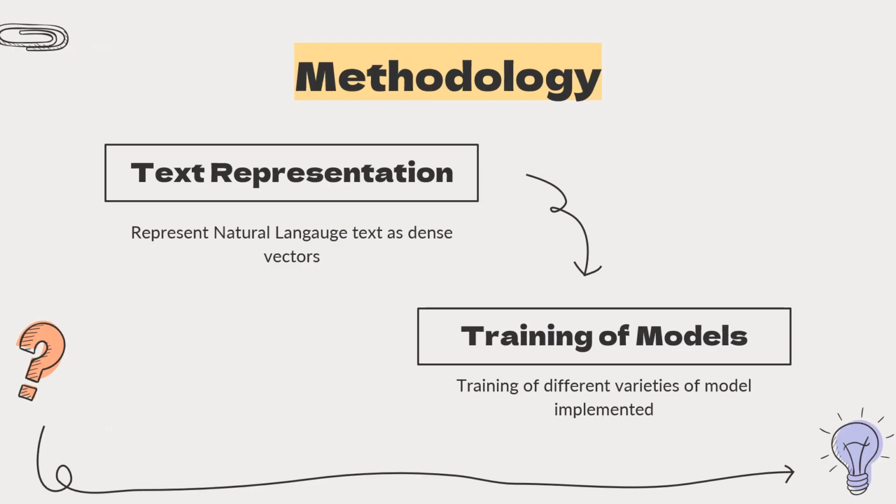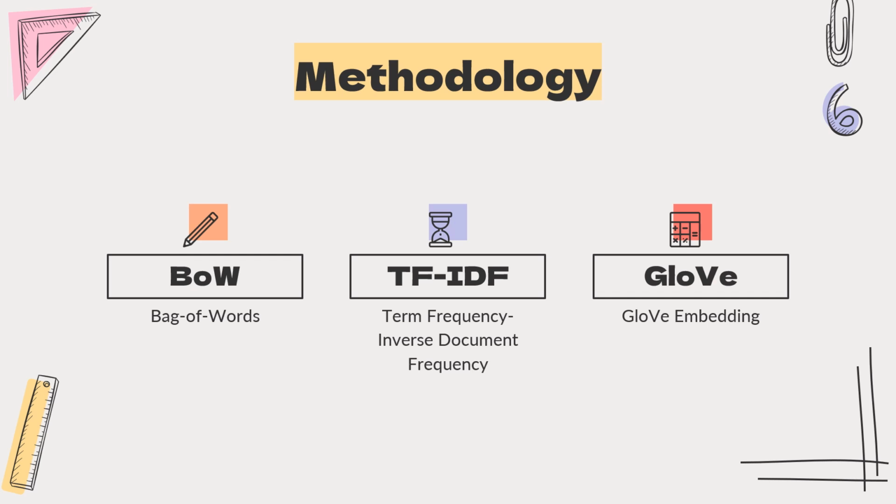Moving on to the methodology for classifying suicidal ideation, the techniques and methods employed here can be split into two main steps. Firstly, text representation, which is to represent natural language text as dense vectors for the models to better understand. And secondly, training of models for this specific task, which will be elaborated later on. So for text representation, three methods were used: bag of words, term frequency inverse document frequency, and GloVe embedding.